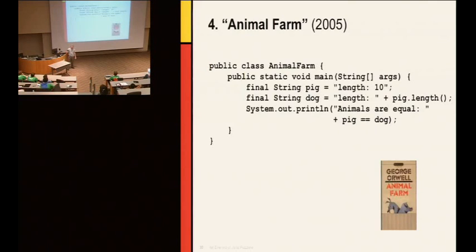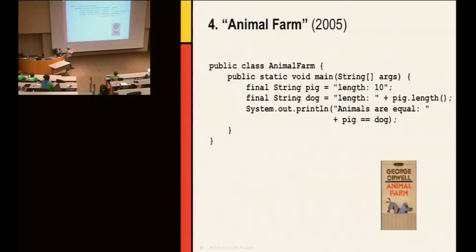How many of you read Animal Farm at some point? Yeah, about half of you. I had to read it when I was in high school. So in Animal Farm, we find out that all animals are created equal, but some more equal than others. And it concerns pigs and dogs. So this program sort of loosely tests the conjecture that all animals are created equal.